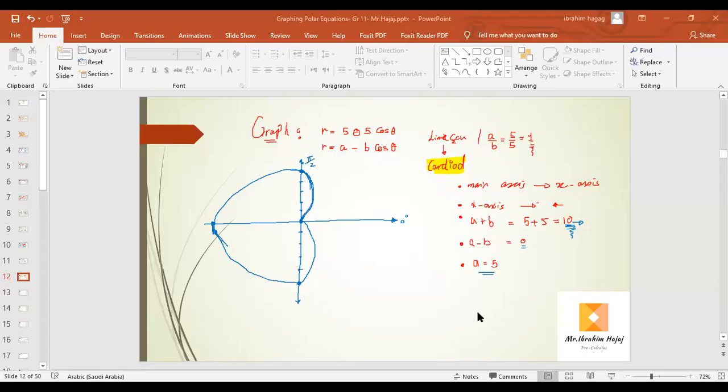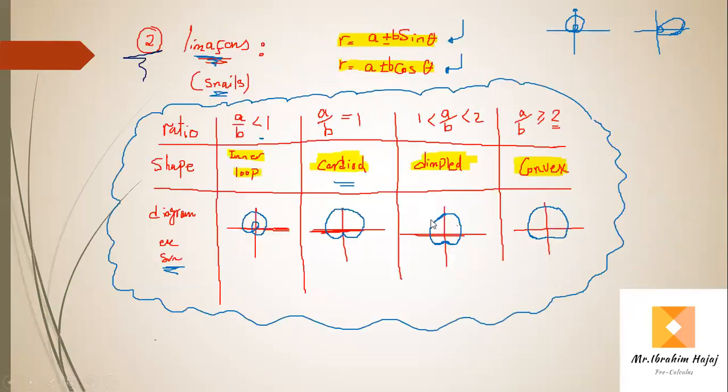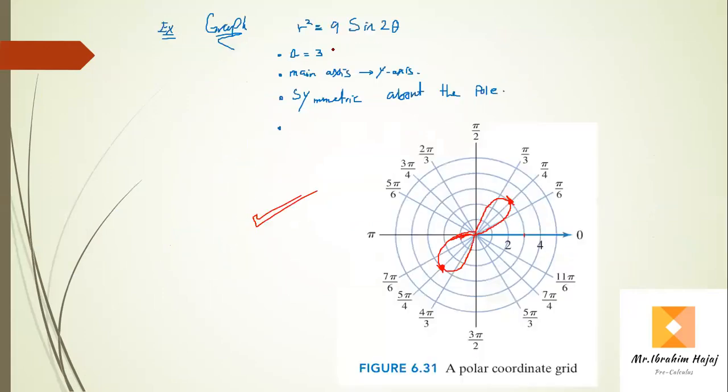What are we missing? Dimpled. Yes, dimpled. The dimpled shape. Let's move to a new slide and write the equation here. Graph r equals the dimpled one, where a and b are between 1 and 2.